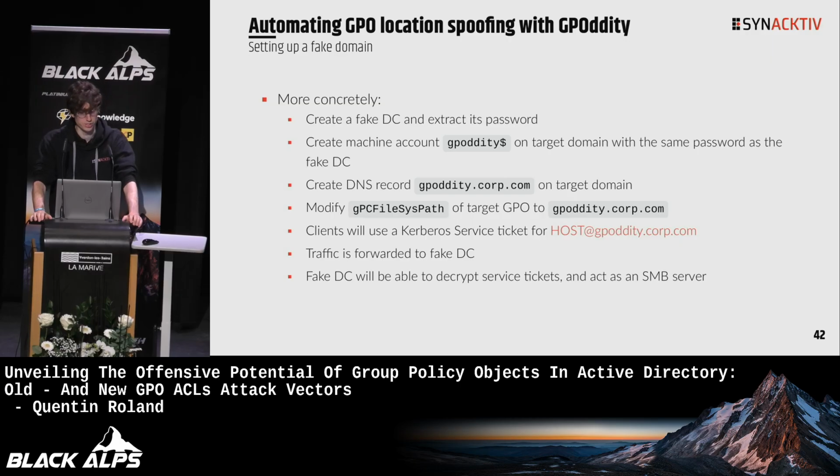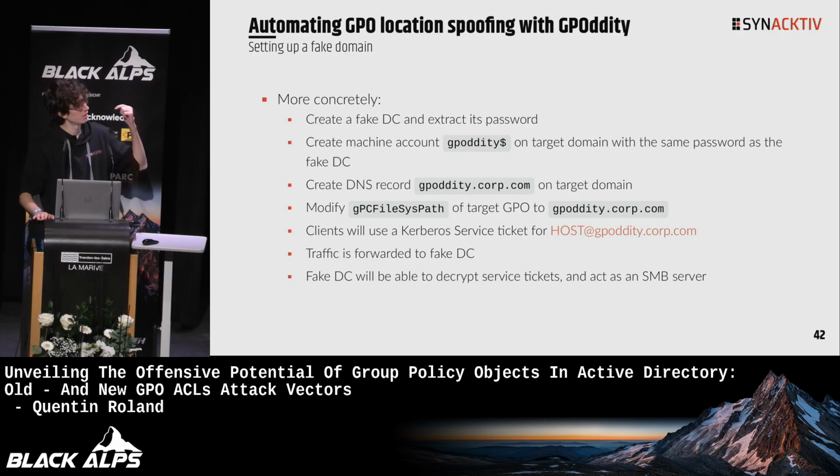Then you can create a DNS record. Again, this is standard in Active Directory. All authenticated users can create non-existing DNS records. So create a DNS record, gpodt.com, that points to your attacker machine. And then you can spoof the GPC file sys path on your target GPO and just say that it is gpodt.com.